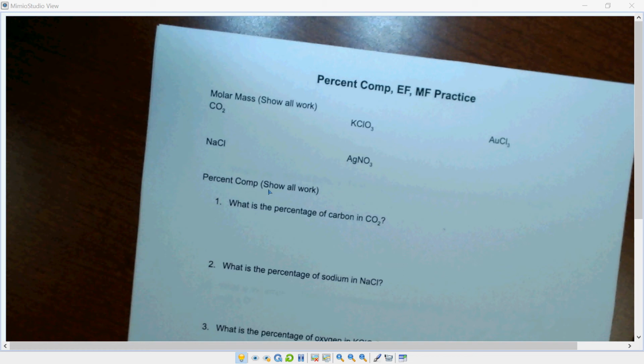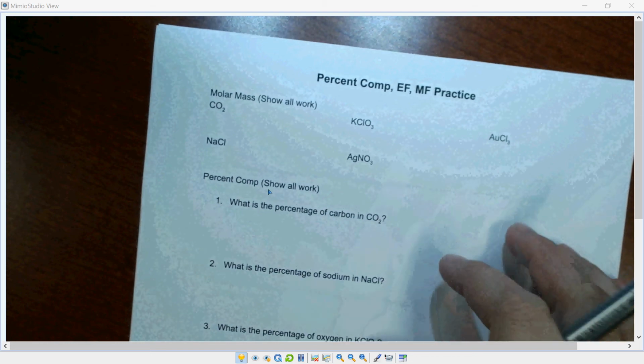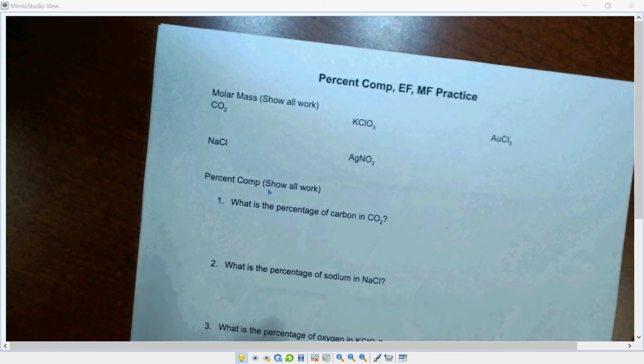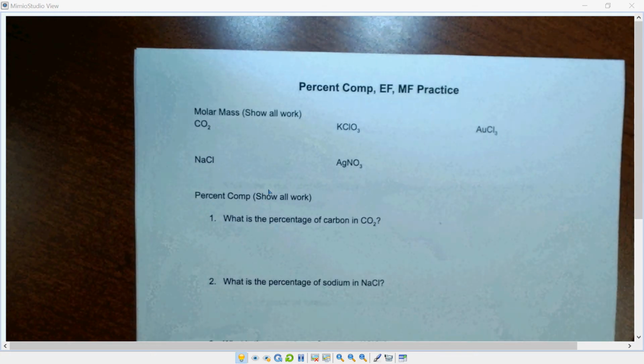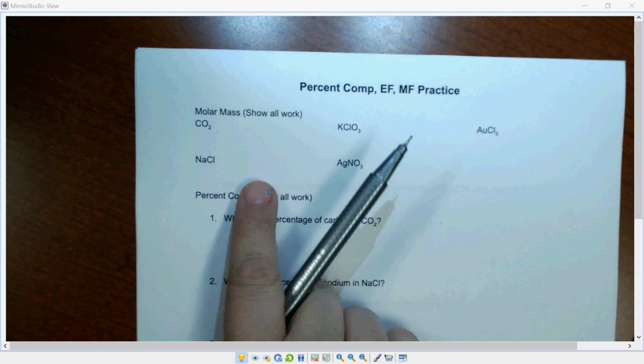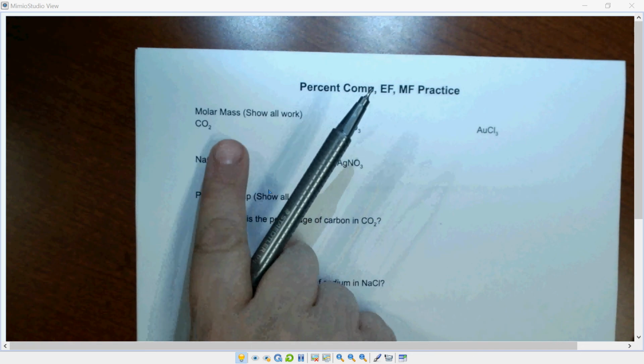So I want to go over how to calculate molar mass. We've talked about molar mass of just individual elements, but we have to be able to calculate molar mass of entire compounds. So this is pretty simple. All you need is a calculator and a periodic table.